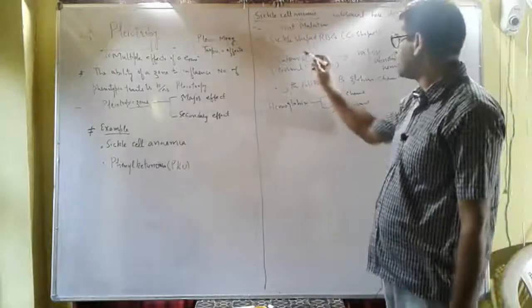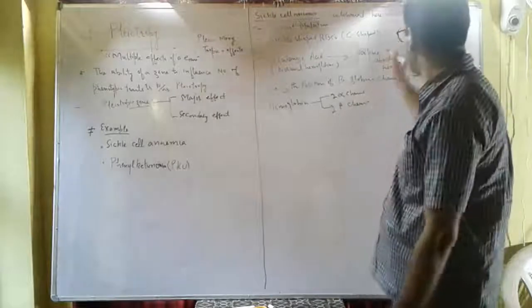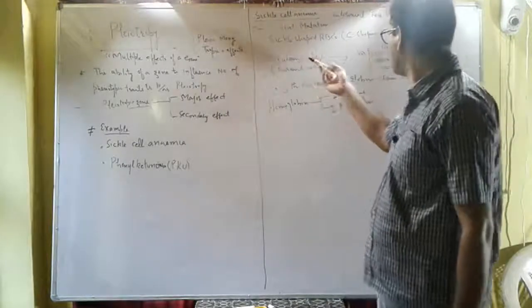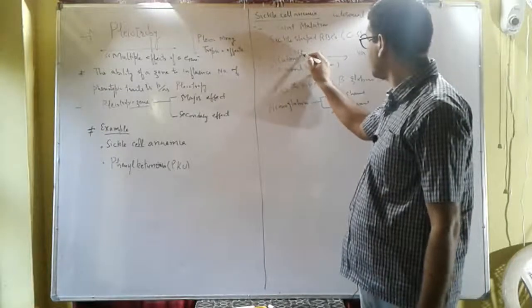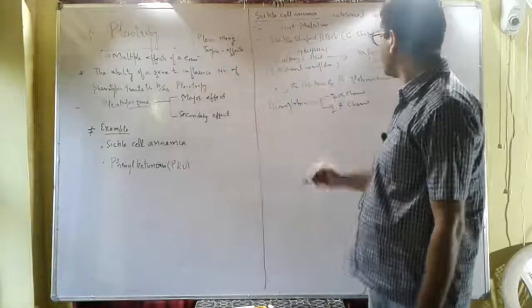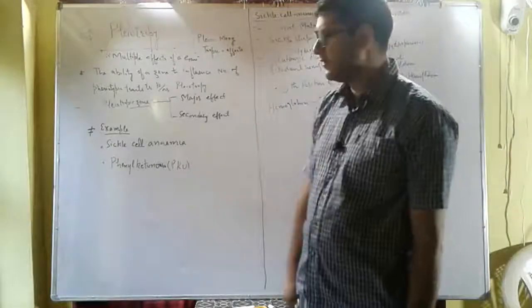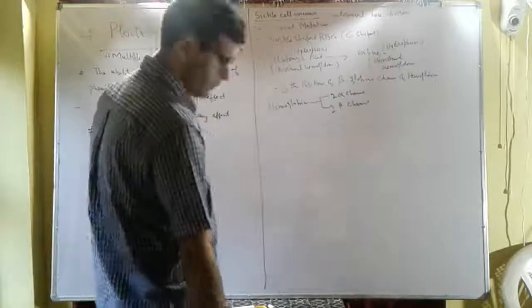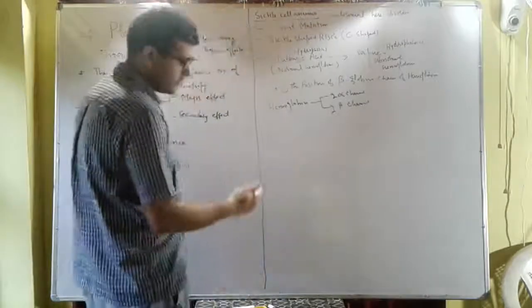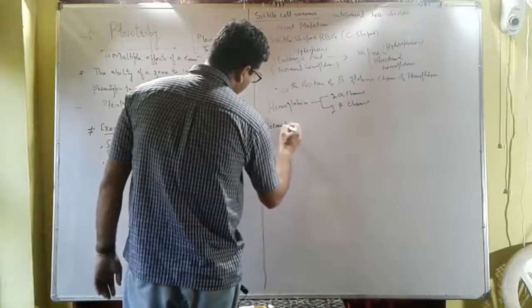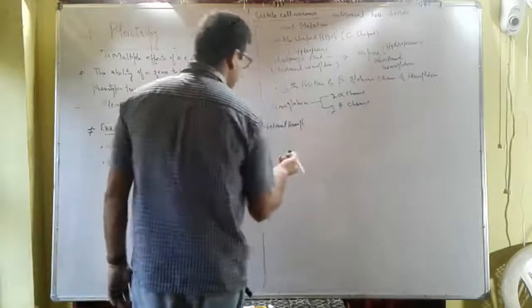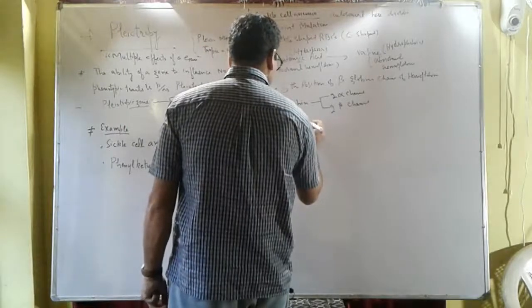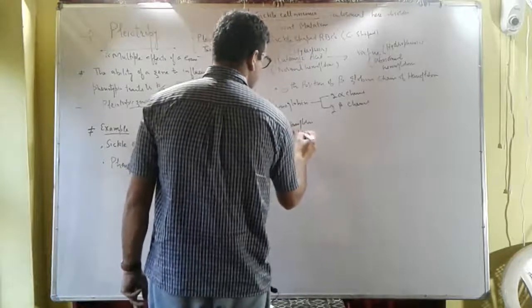This glutamic acid is hydrophilic, and this valine is hydrophobic. There is a difference also. Glutamic acid is water loving, hydrophilic, and valine is hydrophobic, water hating. So what happens in case of this glutamic acid? This is normal hemoglobin, a normal cell, normal RBC.